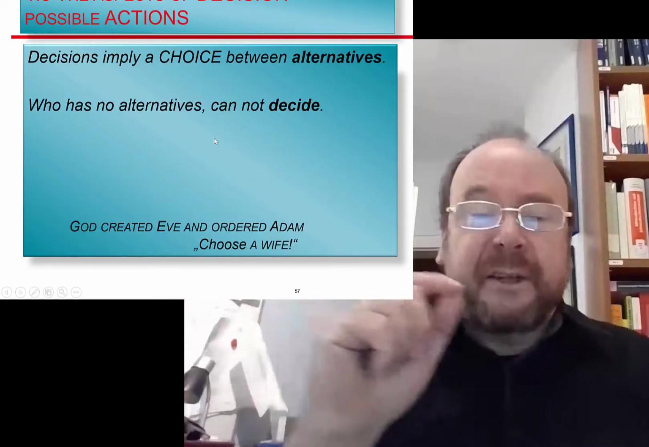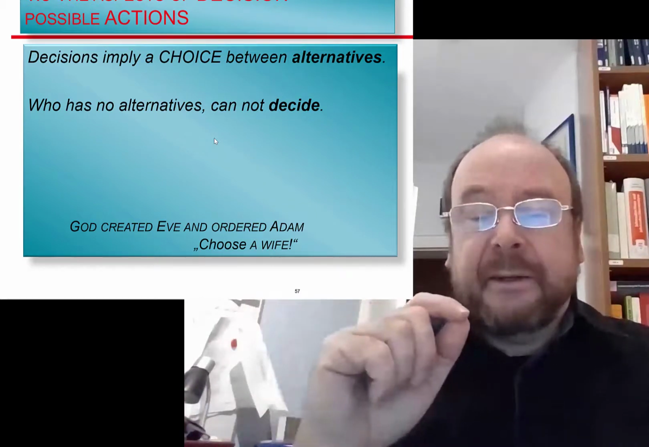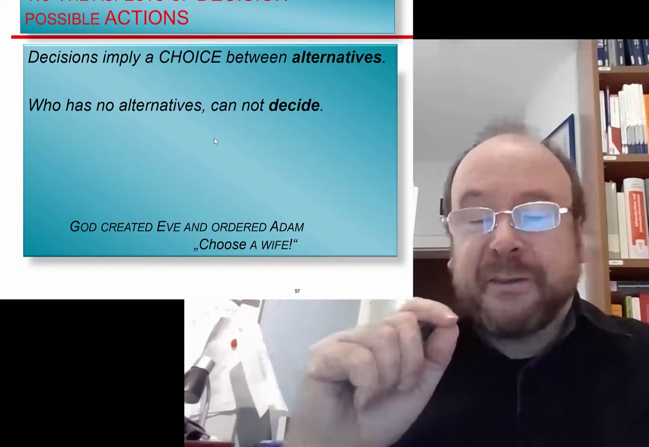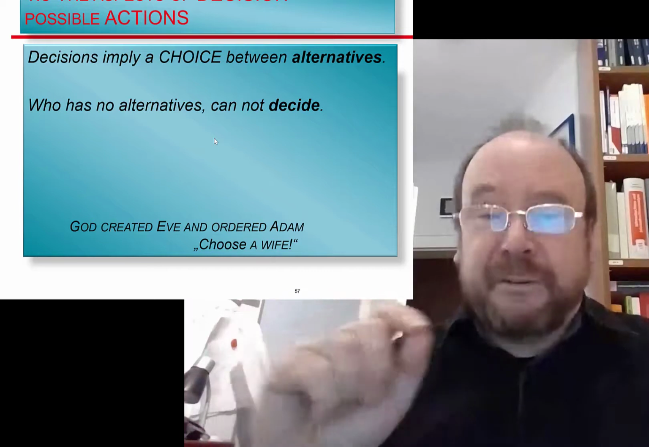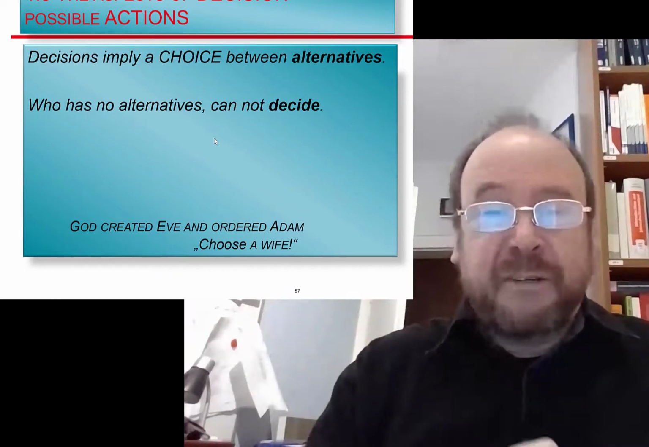So who has no alternatives cannot decide. Yeah? The best classical joke is God created Eve and then ordered Adam, choose a wife. That's not really a choice. One wife available.